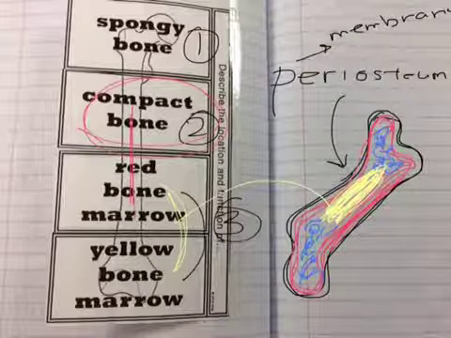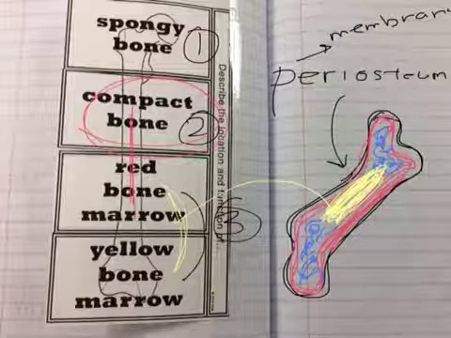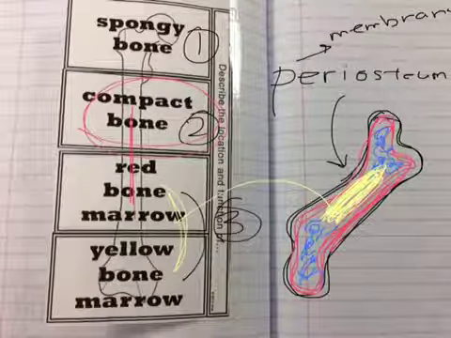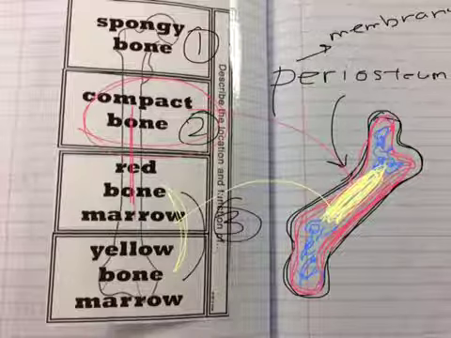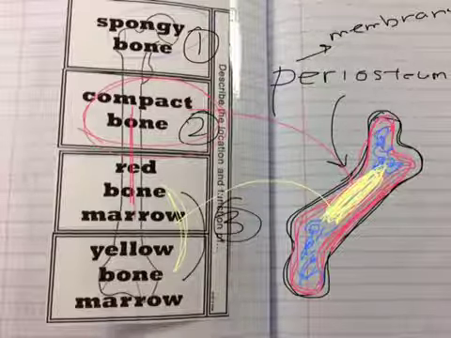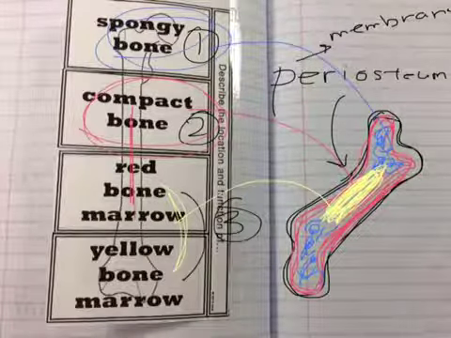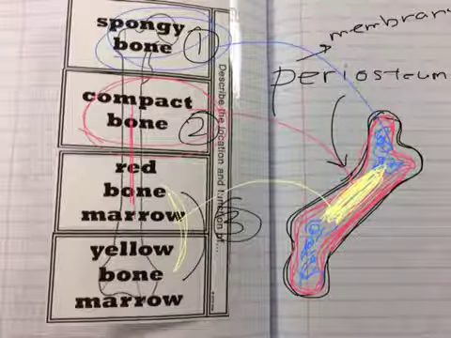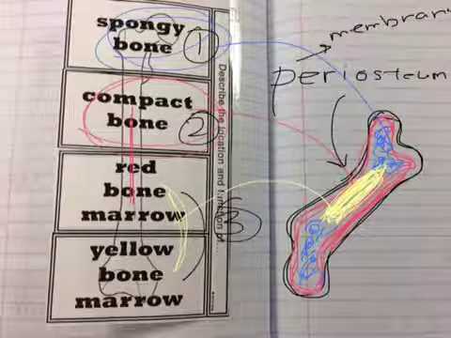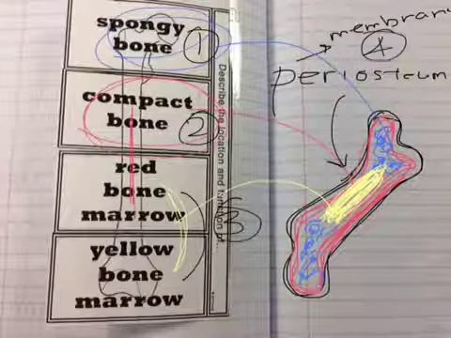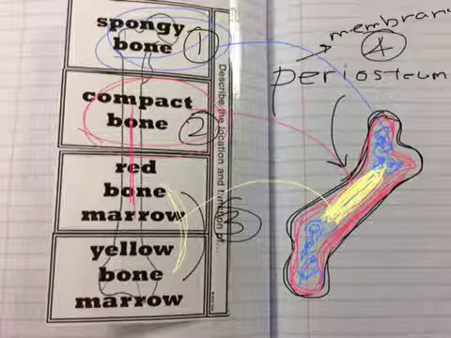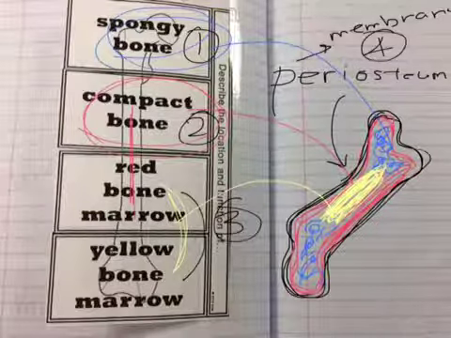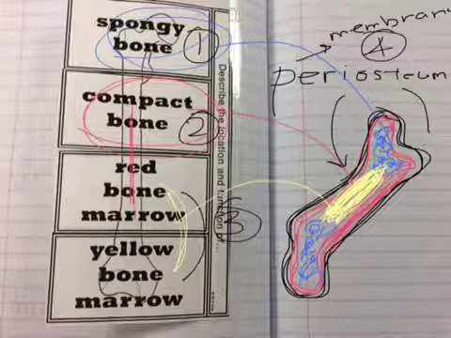And then, let's see, so we've got this compact bone, which is here, and then spongy bone, which is here. So 4 parts of the bone: spongy bone, compact bone, bone marrow, and then finally the periosteum, which is this layer of very thin membrane on the outside.